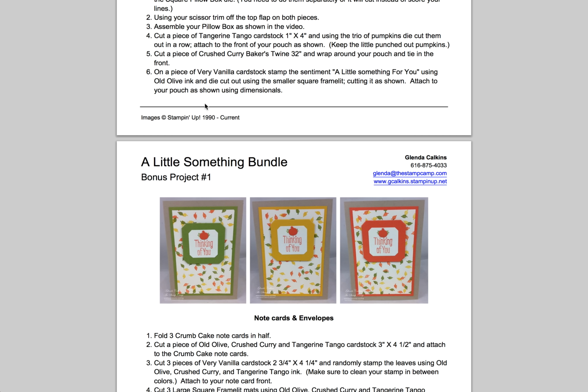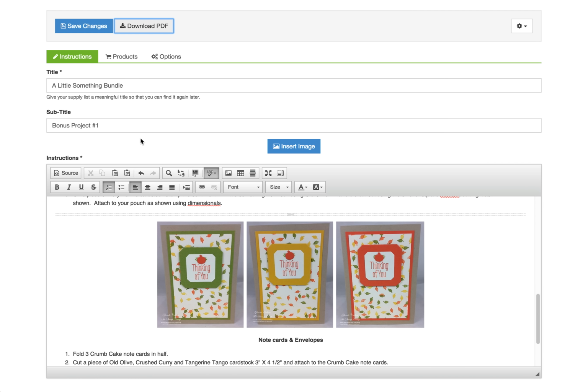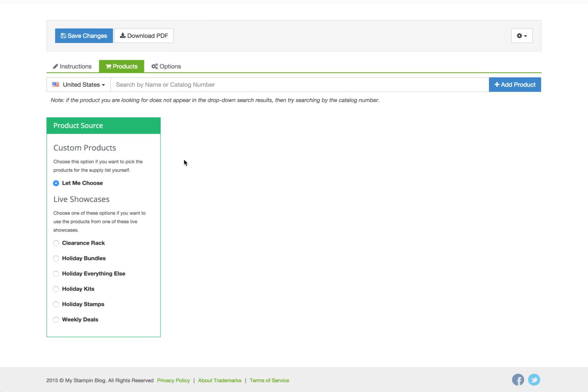But what's a supply list if we can't add the products that were used? So let's go back to the builder. We'll see this Products tab right here. Let's click on that. Now the search works just like when you're building a showcase, but you'll see the sidebar here. Say you're building a supply list that uses the weekly deals. You could come down here and click on Weekly Deals, and it will automatically populate the products.